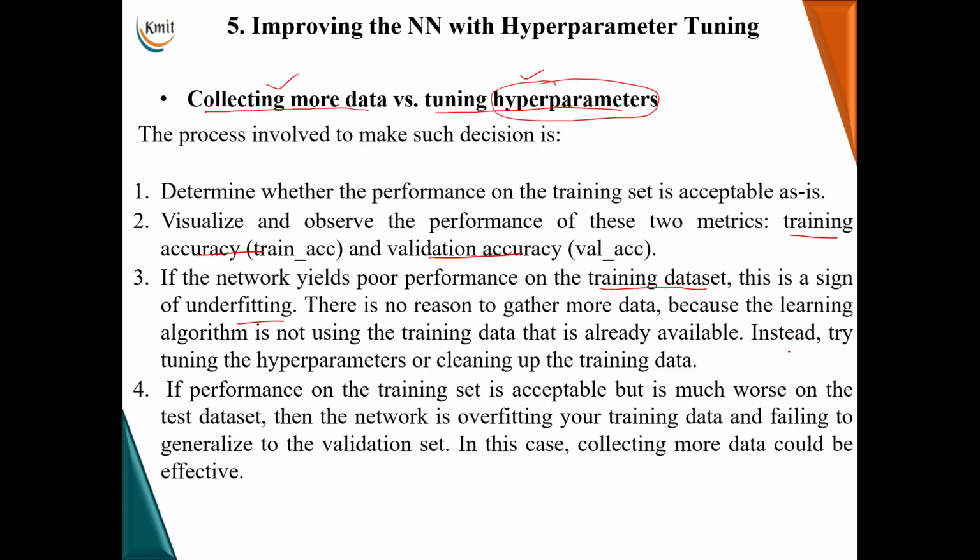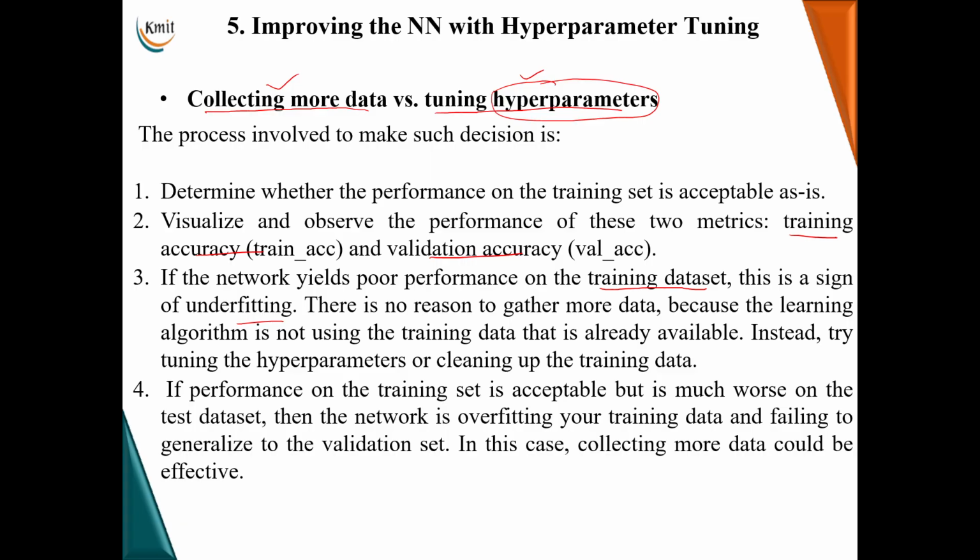Instead, what we do is, instead of increasing the data, we will try to tune the hyperparameters or clean up the training data. So we are improving the model's ability to learn by increasing the model complexity. We are improving the model's ability here to learn from the existing data rather than acquiring more data. Coming to this, if the performance on the training set is acceptable but is much worse on the test data, then the network is overfit.